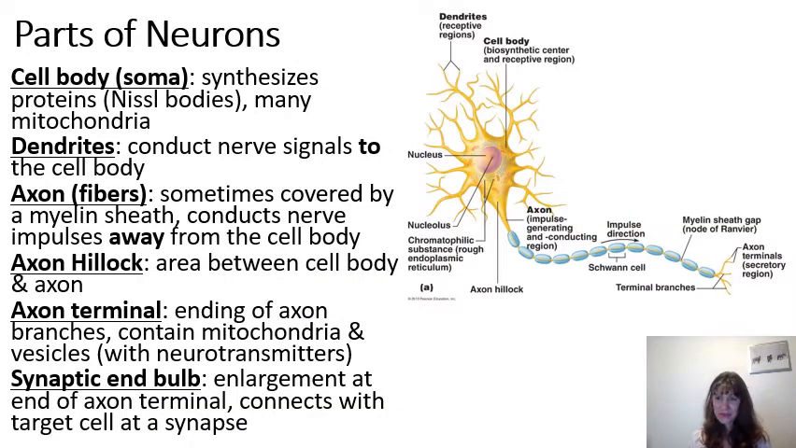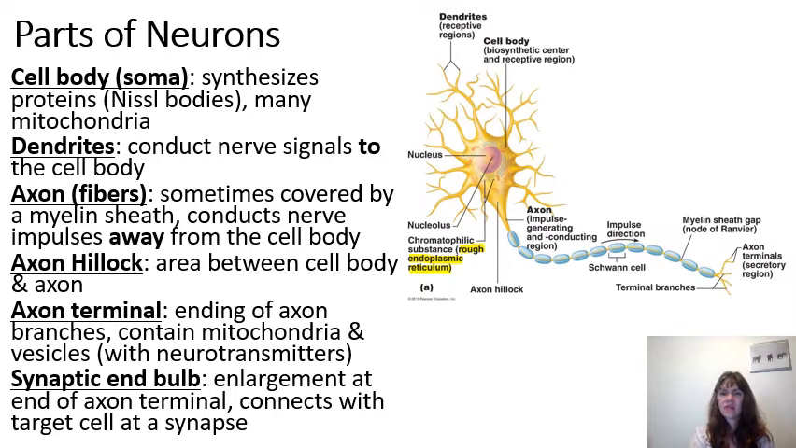Let's take a closer look at the pieces parts of a neuron. Neurons have a cell body, which is this enlarged portion of the neuron. The cell body is often referred to as the soma. Within the soma, or cell body, we see that there is a lot of rough endoplasmic reticulum that is often referred to as a chromatophilic substance.